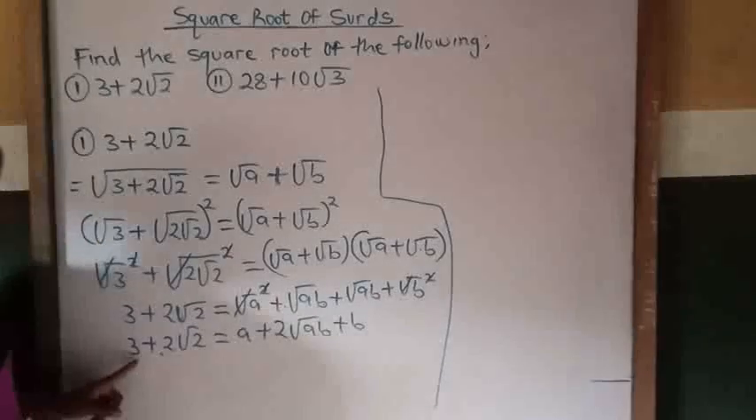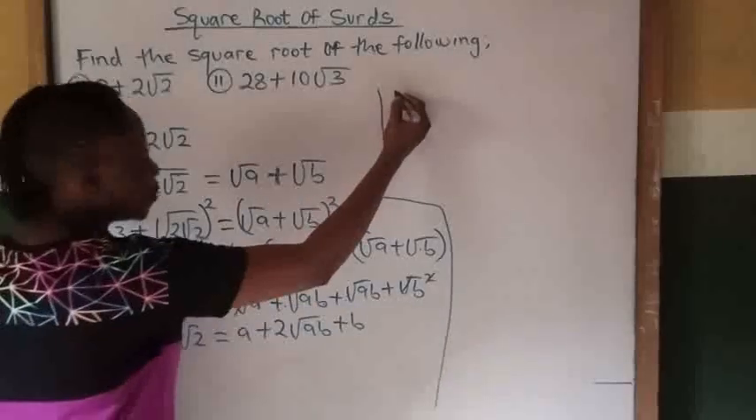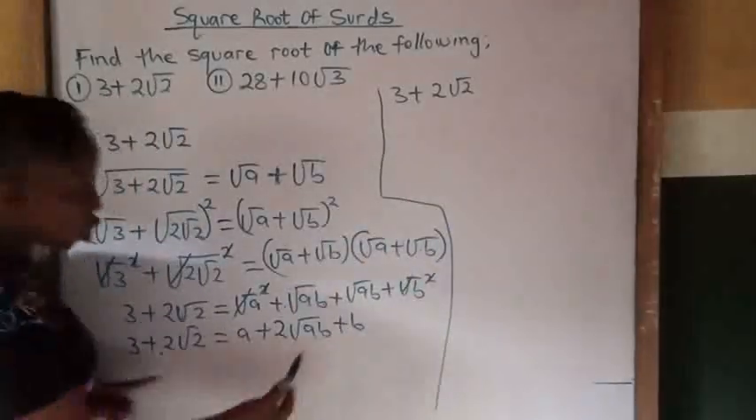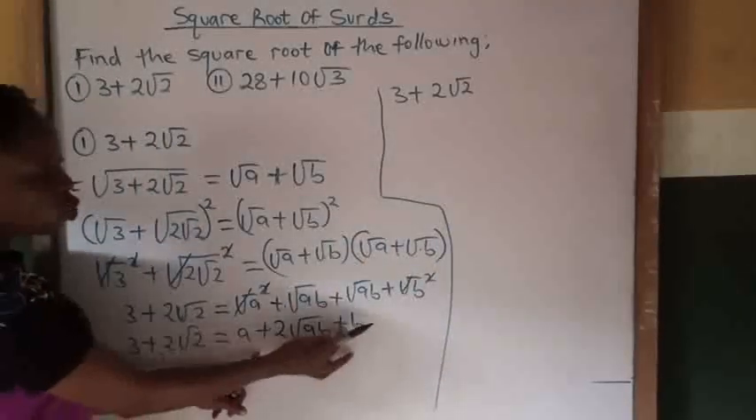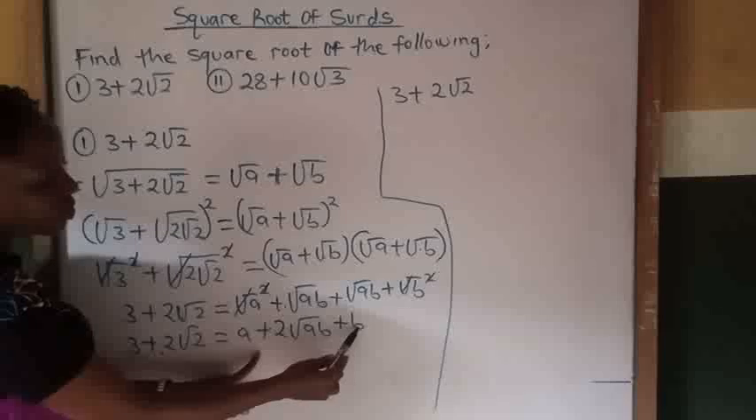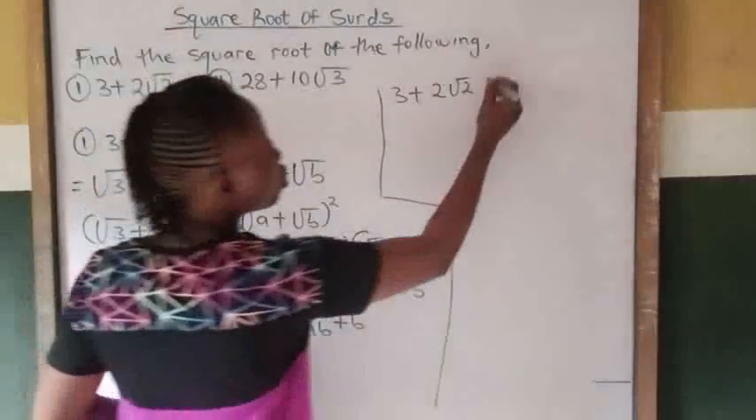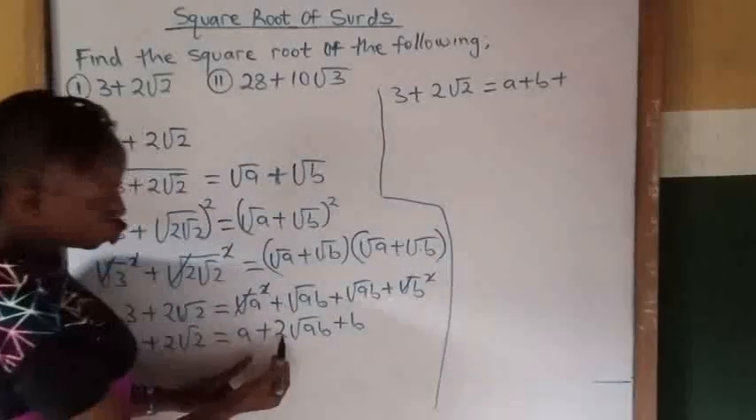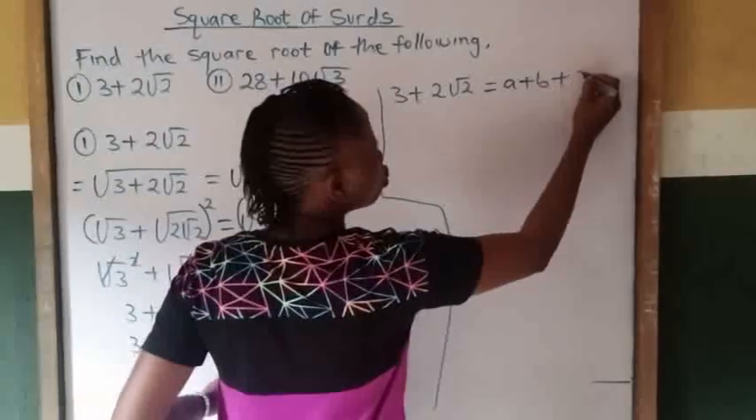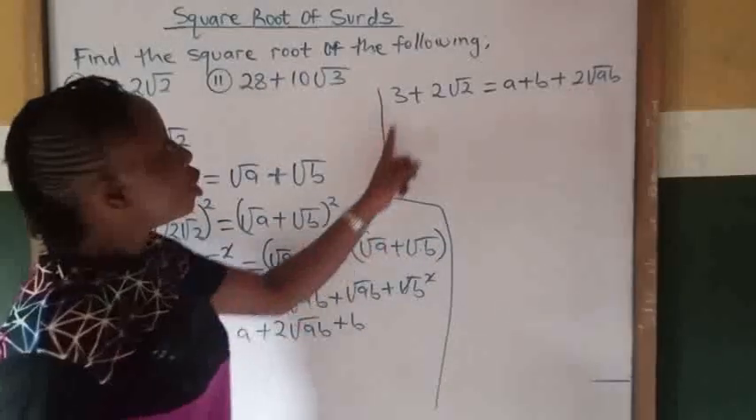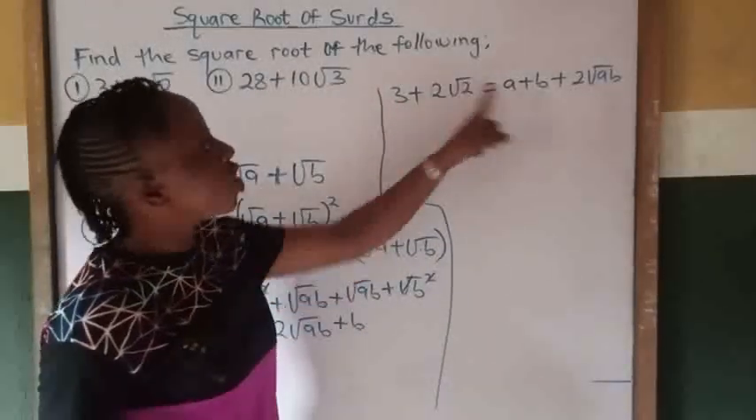So let's simplify further. So we now have 3 plus 2 root 2. So at this side, we are going to collect the like terms. We bring all numbers together. A is a whole number, B is a whole number. So we are going to bring them together. So it will give us A plus B, then plus 2 root AB.